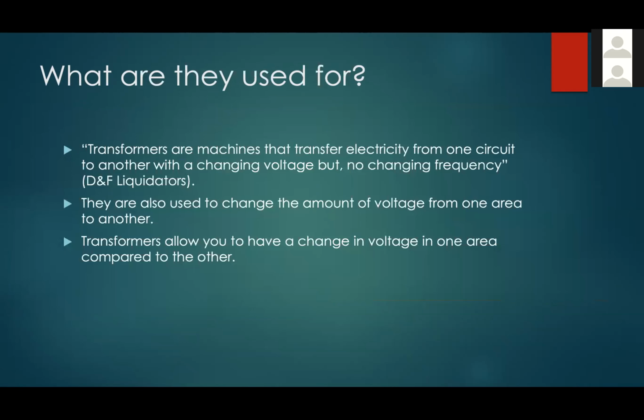So what are transformers used for? Transformers are basically machines that can transfer electricity from one circuit to another, that change the voltage but don't change the frequency. They are also used to change the amount of voltage from one area to another, and they allow you to have a change in voltage in one area compared to the other. So you can have different voltages from one transformer to another, and they transfer back and forth to each other different voltages and the currents even.